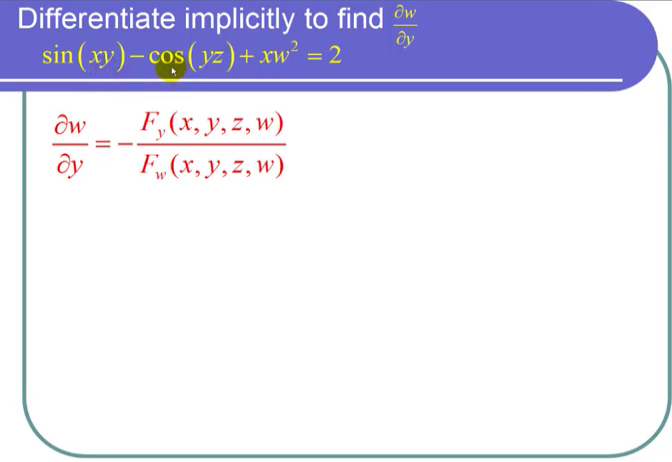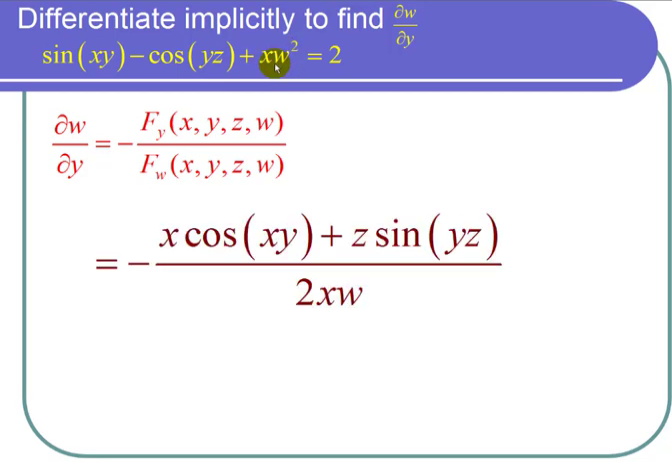And then the derivative of negative the cosine of yz, the derivative of yz with respect to y is z, and the derivative of negative the cosine is the sine. And then for the derivative with respect to y of xw squared, there are no y's, so that's just 0. So what I get for the top is x cosine of xy plus z sine of yz.